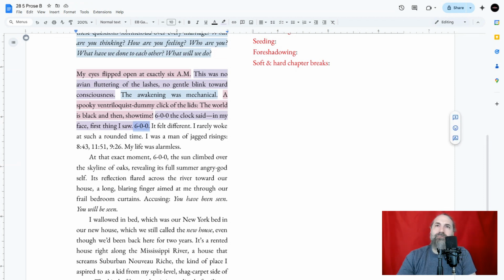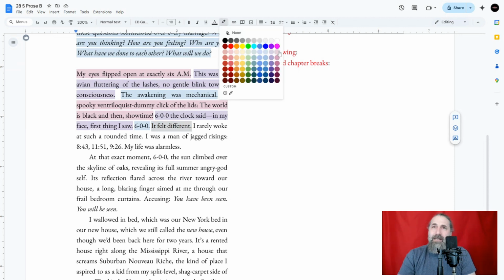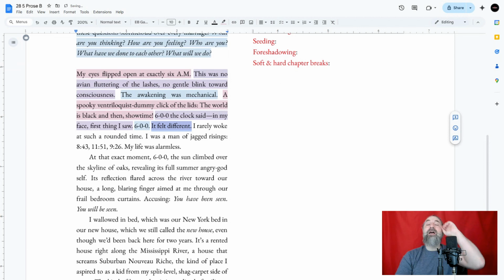All right. Again, what's going on here? What is wrong with me today? Okay. So this is plot: "The world is black and then showtime." "The clock said in my face" is plot. "First thing I saw" is character. "6 o'clock" is also technically character, but whatever. "It felt different." Well, this is telling. See, you're allowed to do telling. Character.